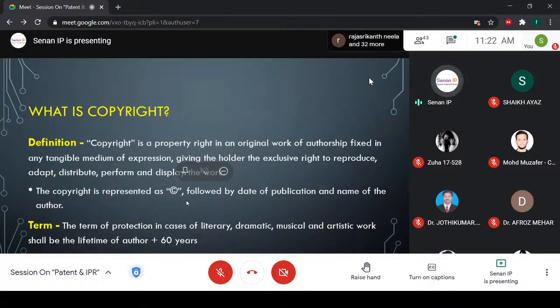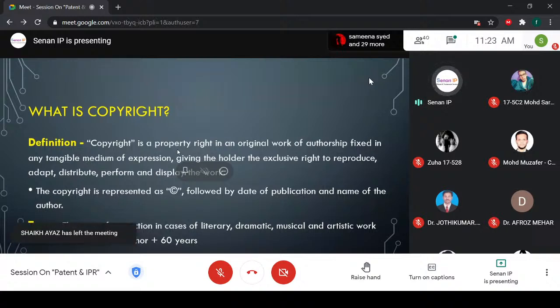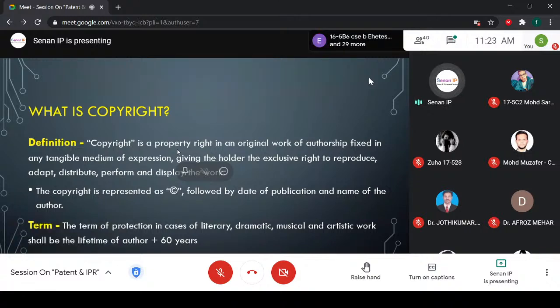So now we will understand copyright, which we already discussed. The definition: copyright is a property right in an original work of authorship fixed in any tangible medium of expression, giving the holder the exclusive right to reproduce, adapt, distribute, perform, and display the work. In simple language, if you have a copyright, you can display your work, and you can sell your work without any competition. You can arrange an exhibition. By filing a copyright, these liberties are provided to an author.